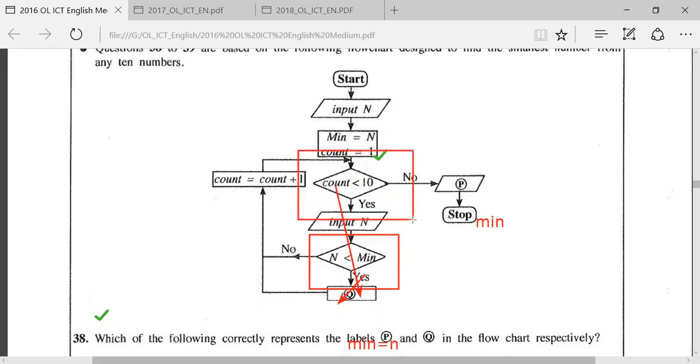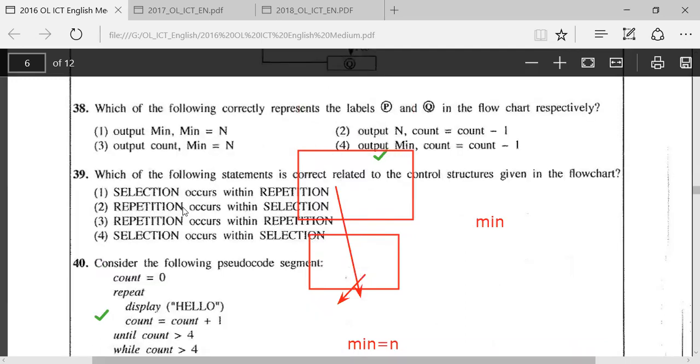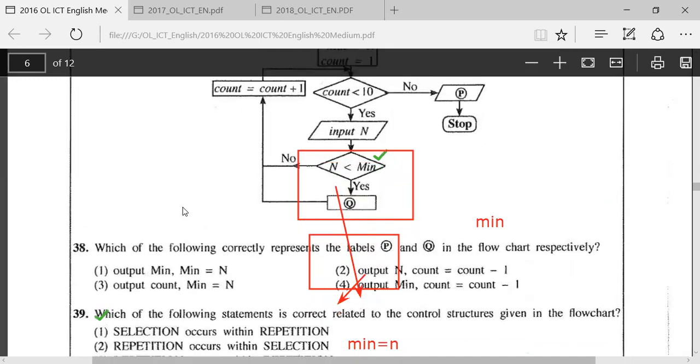This one is iteration. Why? There's a data returning arrow. When something is having a data returning arrow, that will be iteration. So sequence is there, selection is there, iteration is there. So we would have to say all three. But they didn't ask that.